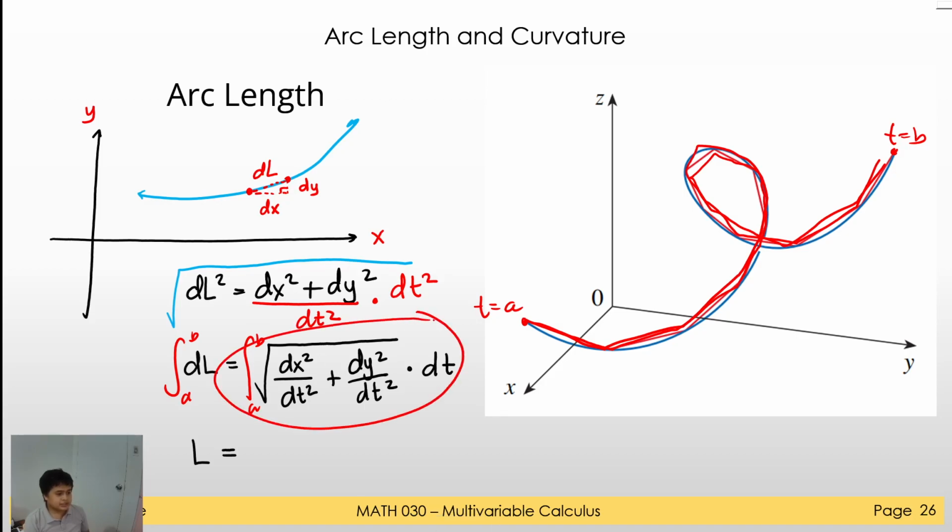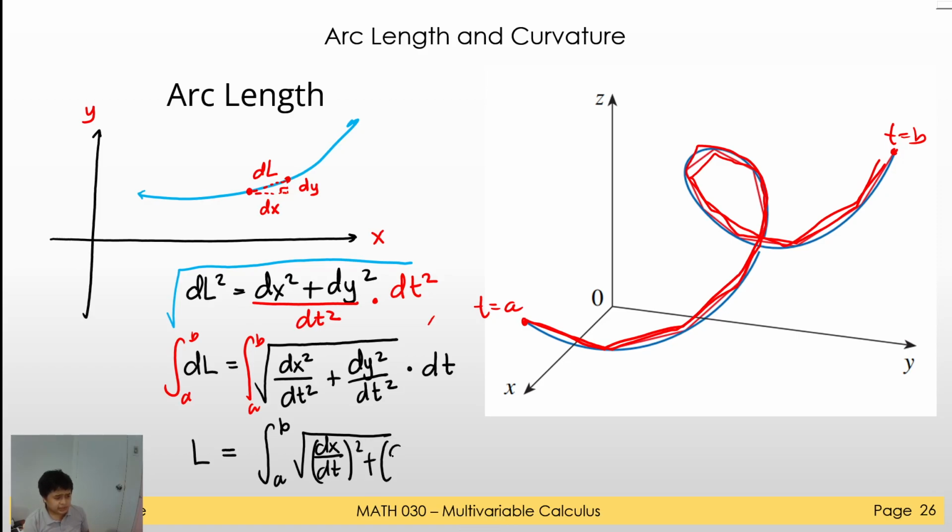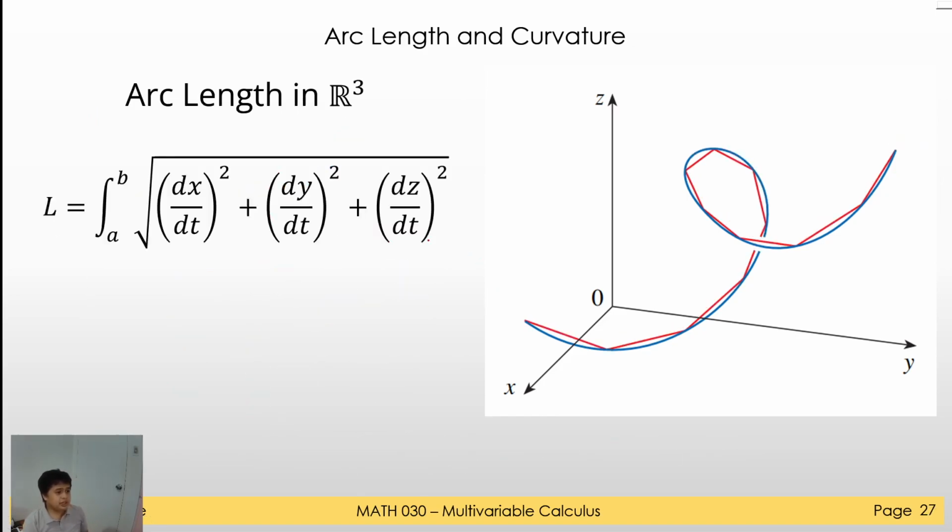Simplifying this, actually you cannot simplify this anymore. So the length of your curve will be the definite integral from A to B of the square root of dx over dt, we can just factor out the square, plus dy over dt squared, and then multiplied by dt. So basically this is the arc length, the length of this curve in two dimensions only.